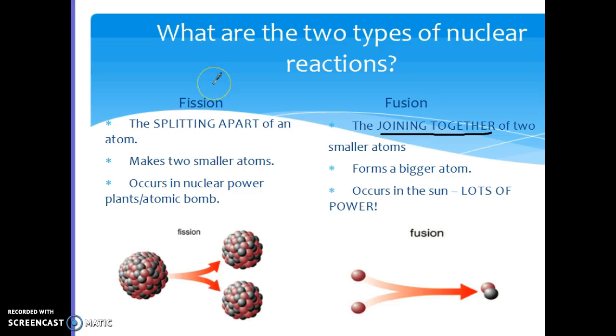Fission is the opposite of fusion. That's when you have a large, unstable atom that actually splits into two smaller atoms. So this one is joining, this one is splitting. An example of fission takes place in nuclear power plants or even some of our atomic bombs. Again, a tremendous amount of energy is associated with both of these.